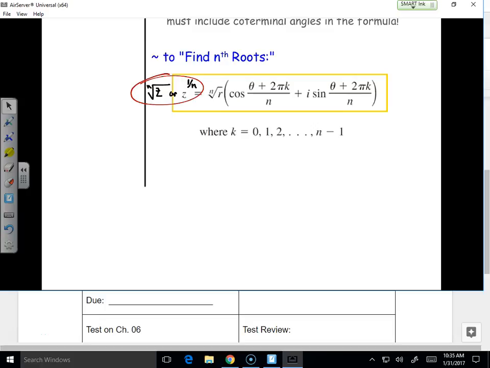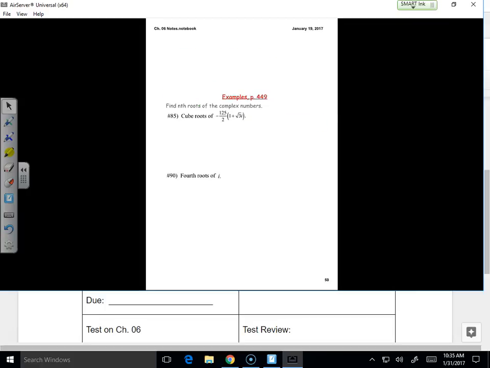You guys have seen this with multiple angles, when you had cosine 2x equals something like 0. You would have solved for when cosine is 0 divided by 2, and you might have had 2 answers instead of 1. So let me go ahead and show you how this works on an example.